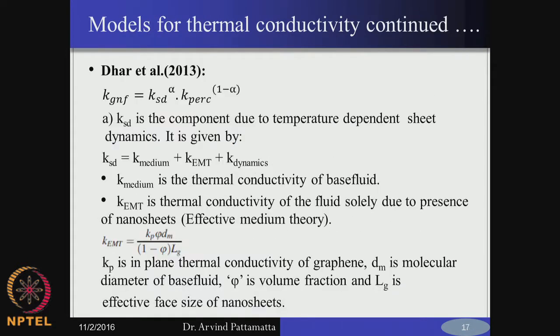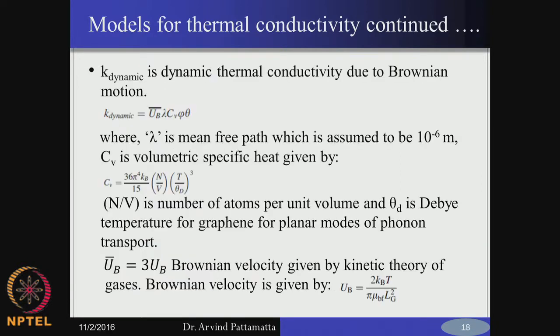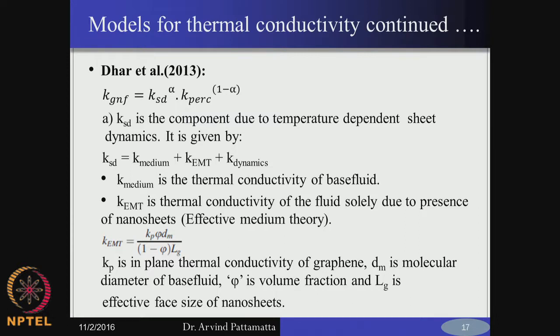One of the more recent models is our own work in our lab here, published in 2013 with our PhD student. This model is a more comprehensive model which we have built that accounts for two components. One is the random motion due to the Brownian effects, which is called the sheet dynamics.